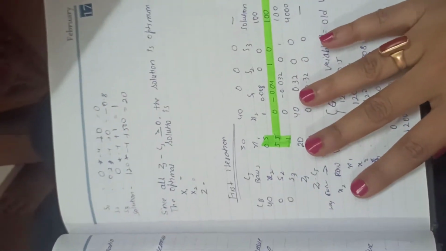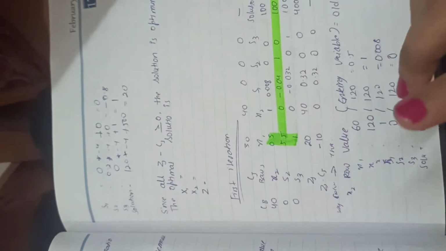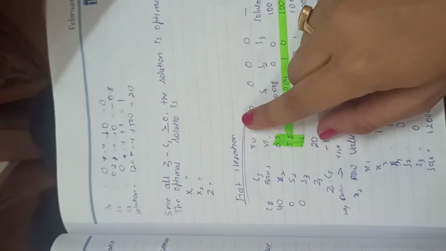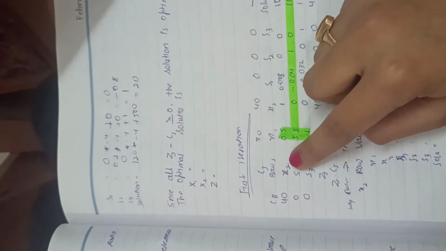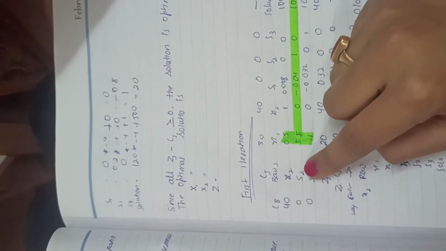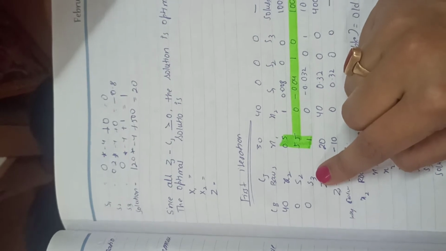Let's see what that is. So we come here. Just now I mentioned that our leaving variable, the leaving basis, is s1. In the place of s1 we will get x2. So we simply write x2, and s2 will remain the same and s3 will remain the same.